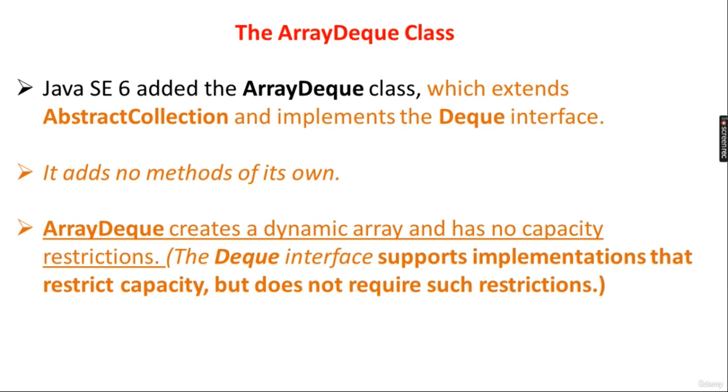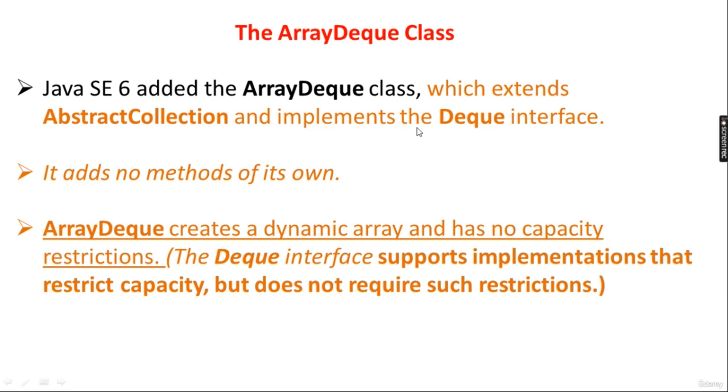Java 6 added the ArrayDeque class, which extends AbstractCollection and implements the Deque interface. Okay. For all the classes like ArrayList, LinkedList, HashSet, LinkedHashSet, PriorityQueue, etc., what you have to do when I am going to explain each and every class, the first line is added over here. What class it is extending and what interface it is implementing. Just create a table. Okay.